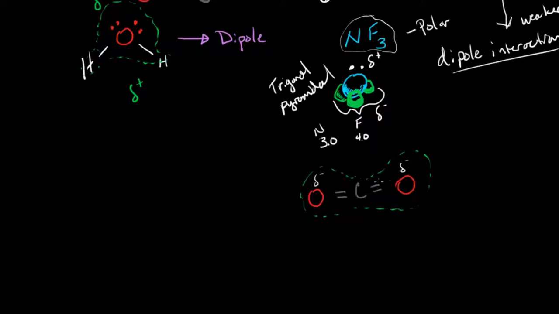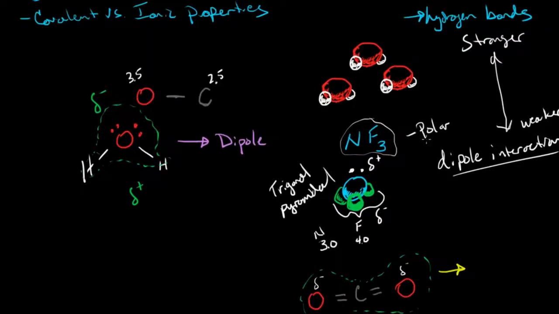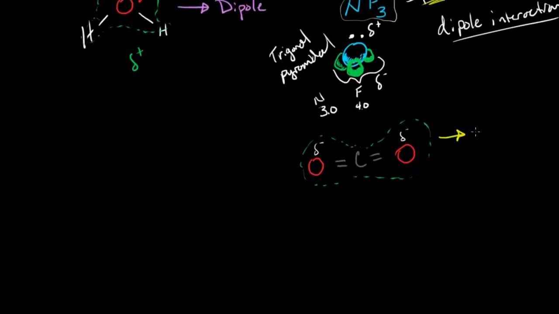And if the electrons are equally distributed throughout the whole molecule, what do you think we call this one? If this one's polar, what do you think this would be? This is nonpolar. It doesn't have poles. Both ends are negative. It doesn't have a positive or negative side. Okay?